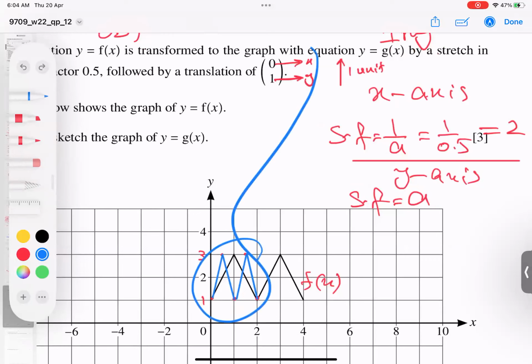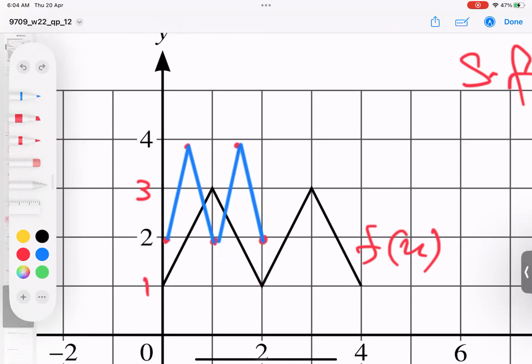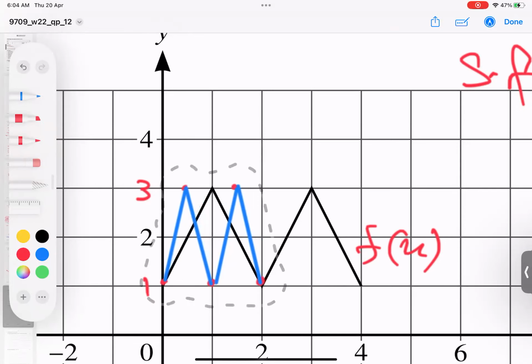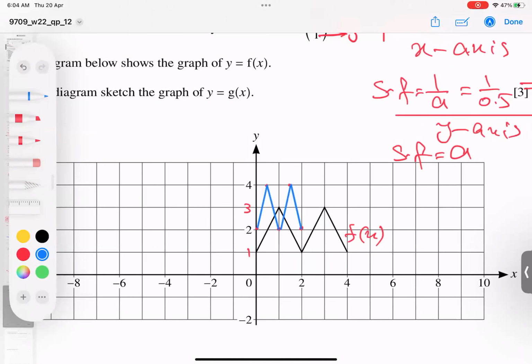But now I will move 1 box up. So let's see how we can move it. I will show you like this. Let's move 1 box up. Move and move and move. Stop. So this is our final answer. Now all points will move one box up, not left or right. It will go only upwards. So here, this is our final answer. So I believe the point is very, very clear.